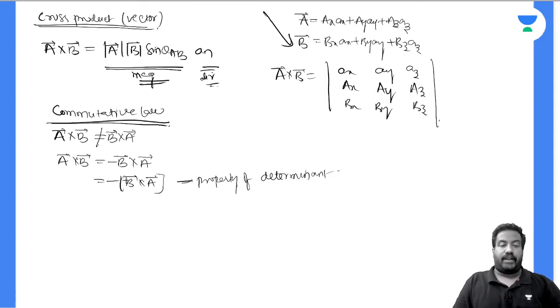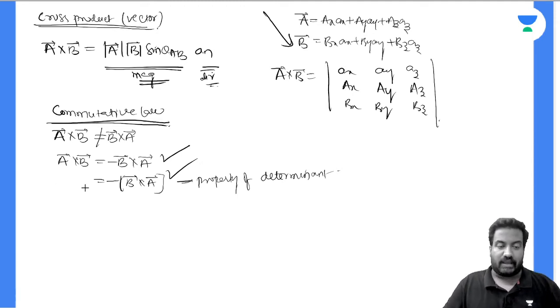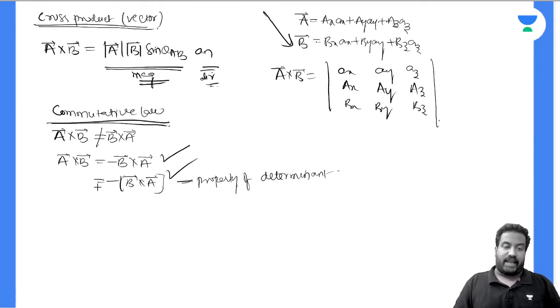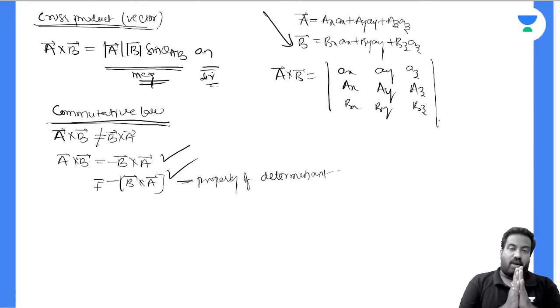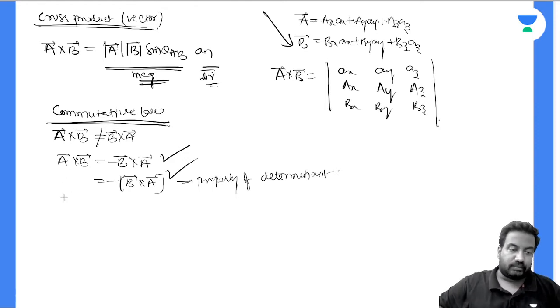So this is commutative law, and these both are same. Remember, from the property of determinant, minus B cross A, or B cross of minus A, is equal to minus of B cross A. Property of determinant: if a scalar quantity is multiplied to any one of the elements of a cross product, that scalar quantity can be taken common. Clear? So it is not commutative, it is anti-commutative. Next.